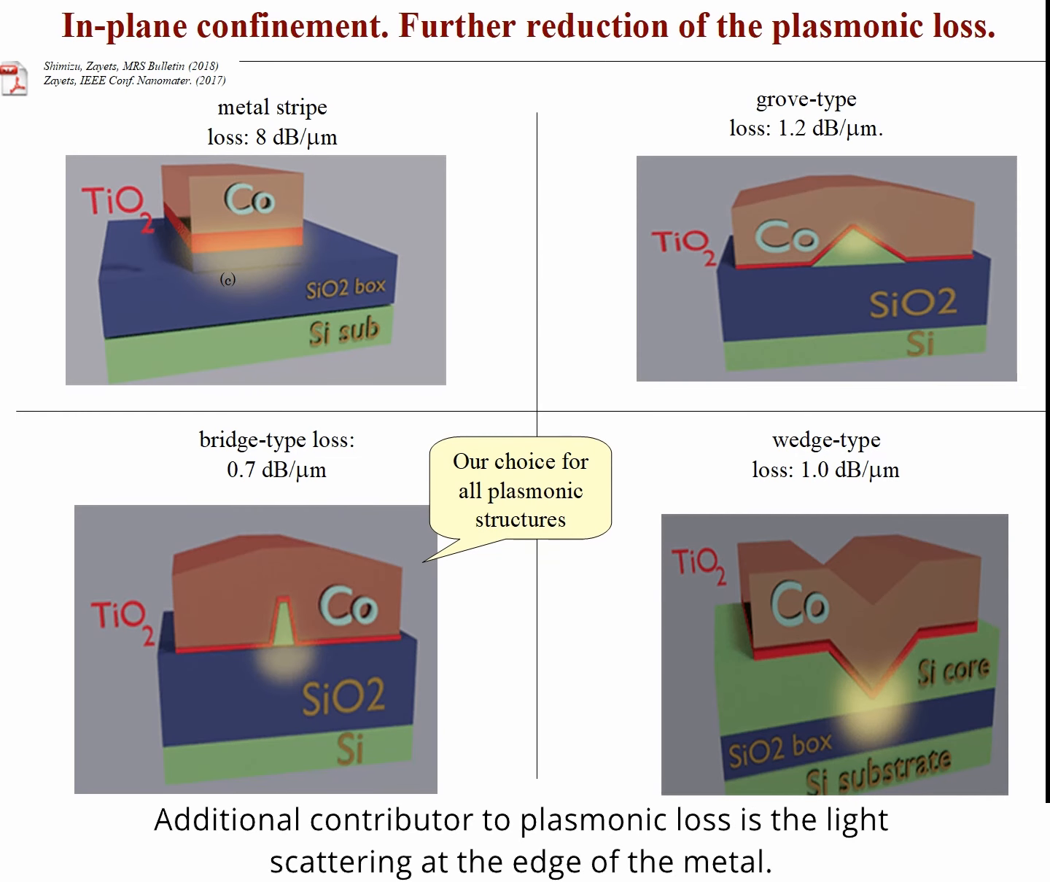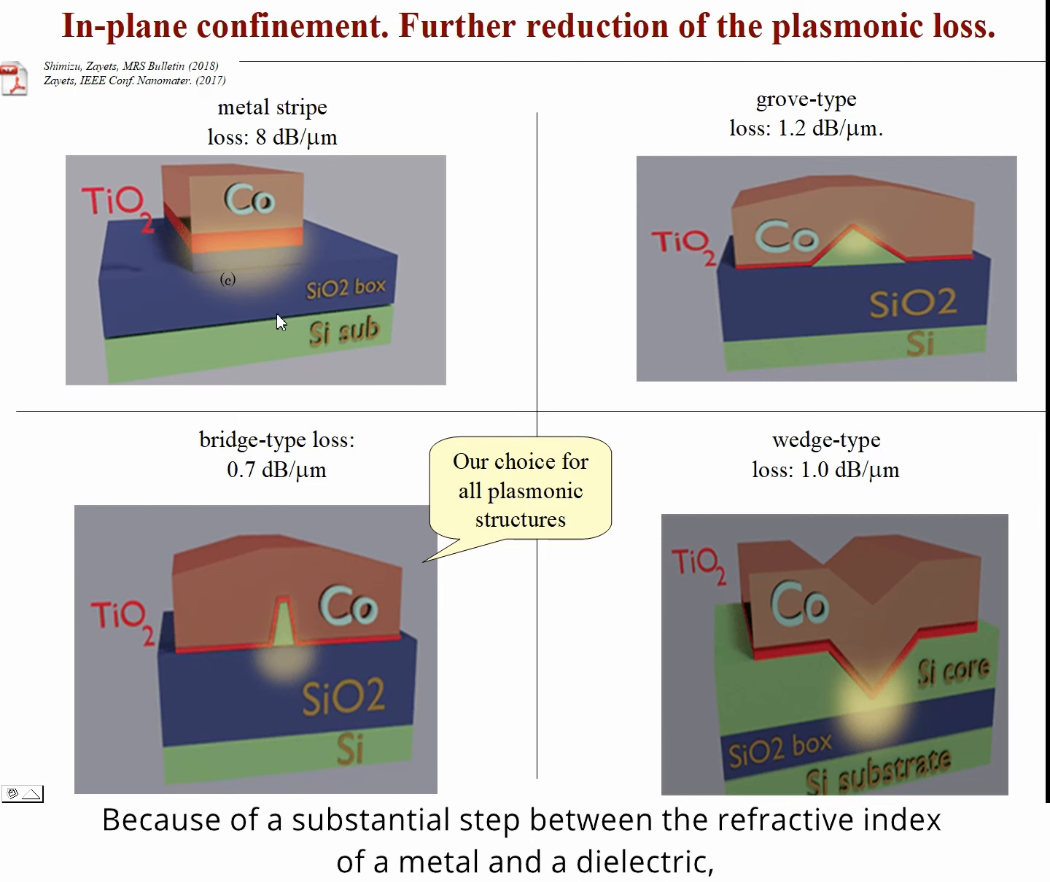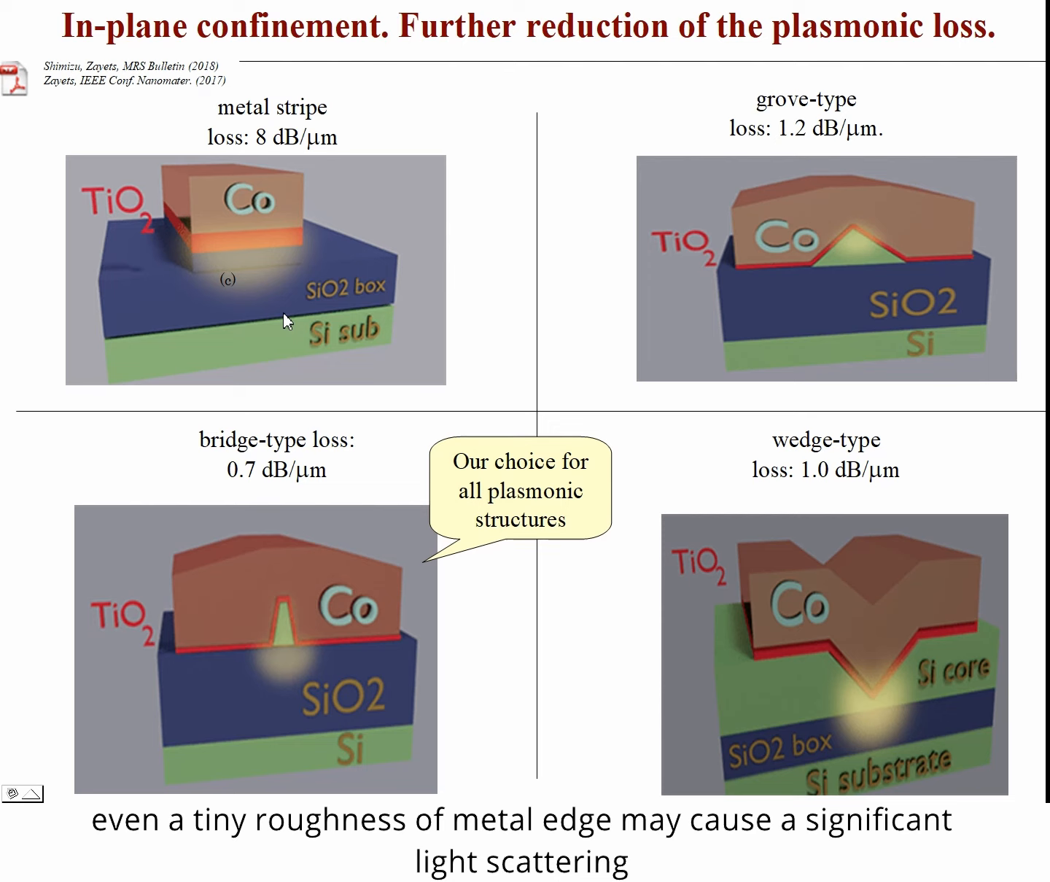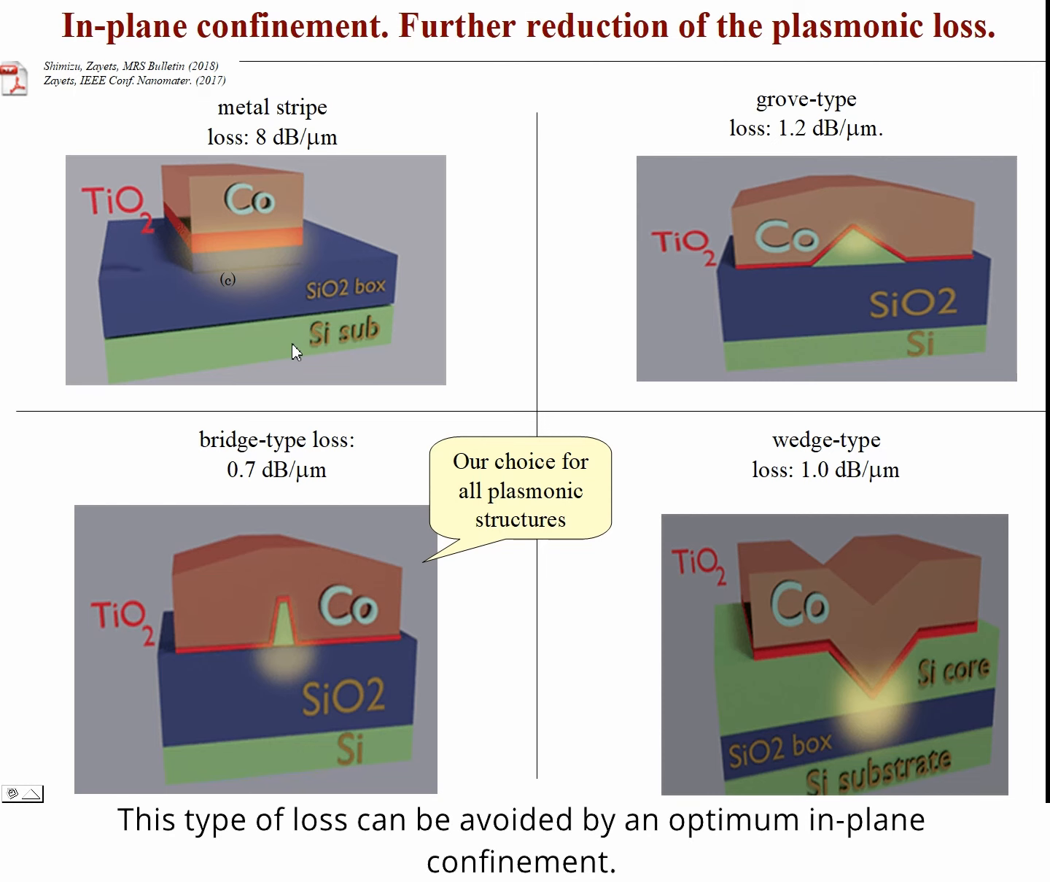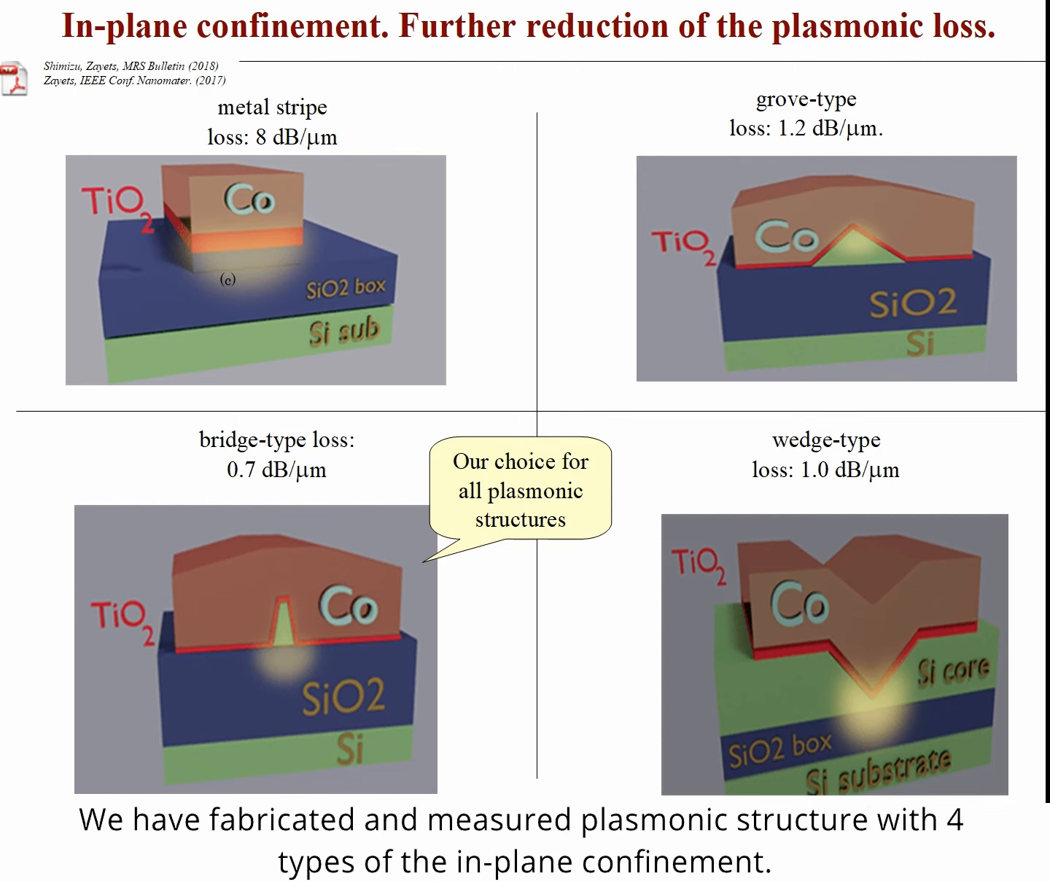An additional contributor to plasmonic loss is the light scattering at the edge of metal. Because of the substantial step between the refractive index of metal and dielectric, even a tiny roughness of the metal edge may cause significant light scattering and, as a result, a substantial plasmonic loss. This type of loss can be avoided by optimum in-plane confinement. We have fabricated and measured plasmonic structures with 4 types of in-plane confinement.